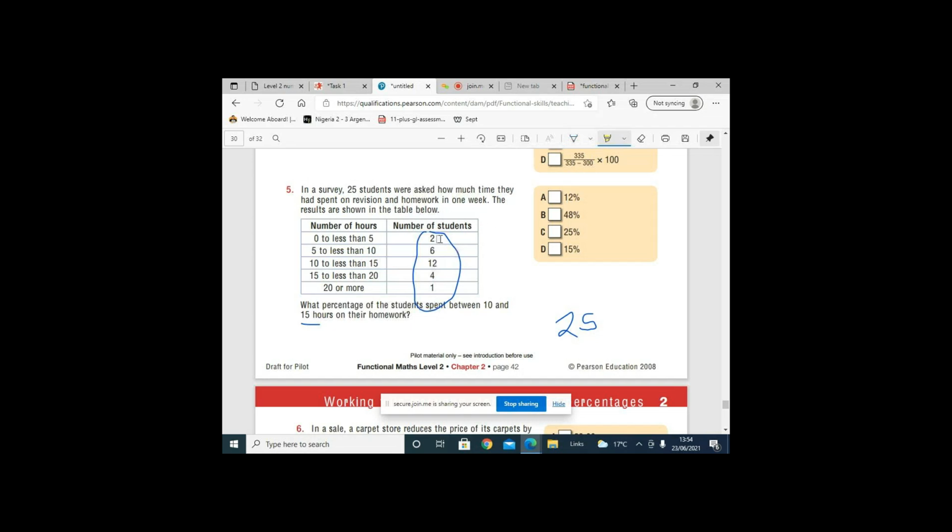So you have to look for how many people spend between 10 and 15 hours. 12 students. Yes, 12 students. So you now turn this into a percentage. You multiply it by what? By 100. You can use a calculator for it. What is 12 times 100? 1,200. What's 1,200 divided by 25? 48. Yeah, that's it.